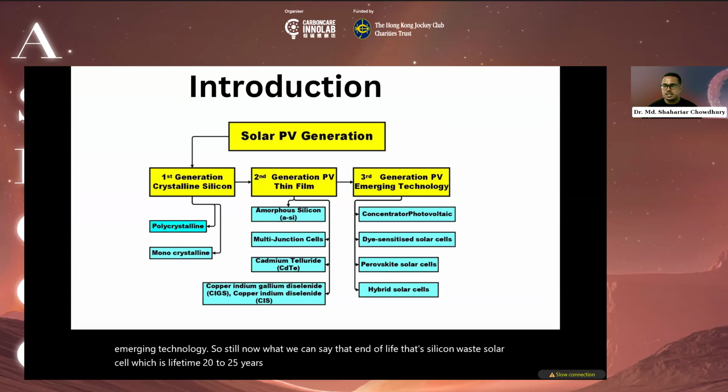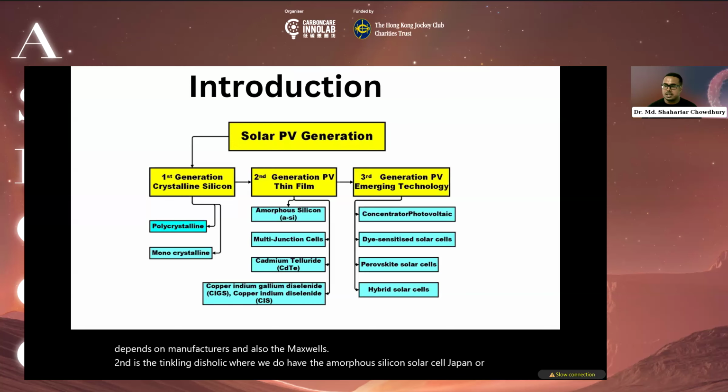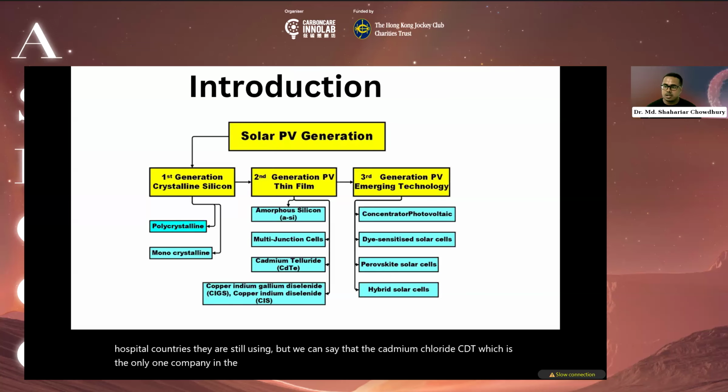But efficiency is still now 20 to 25, more or less, but it depends on manufacturers and also the materials. Second is the thin film-based solar cell, where we have the amorphous silicon solar cell. Japan or other first world countries are still using it, but we can say that cadmium telluride, CdTe, is produced by only one company in the world, First Solar.